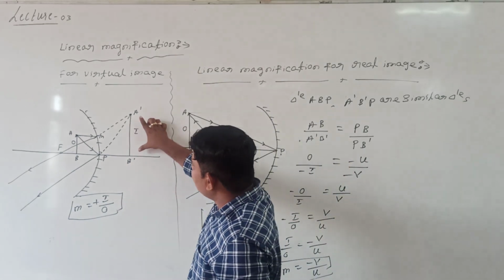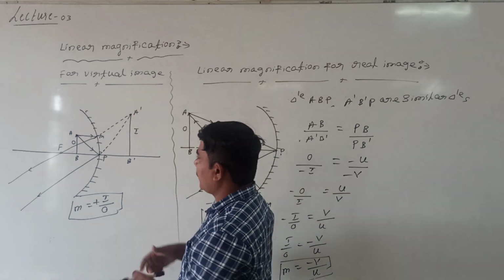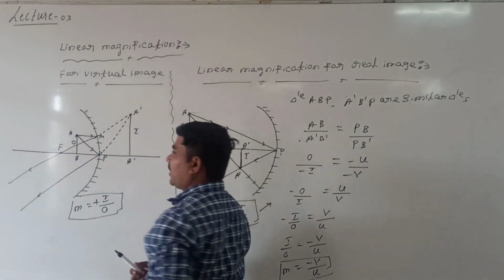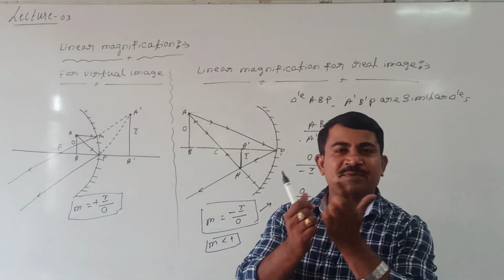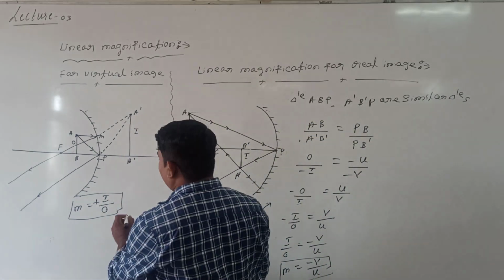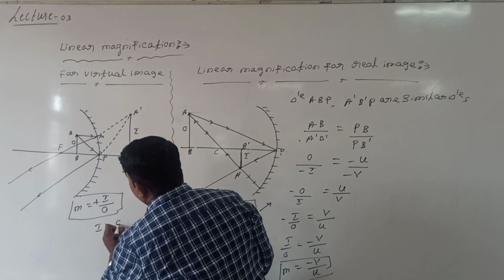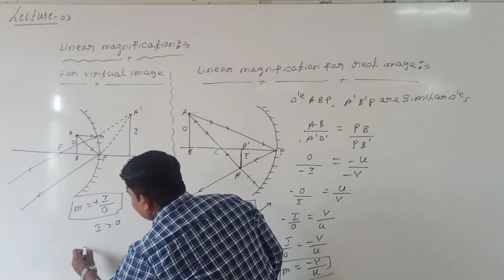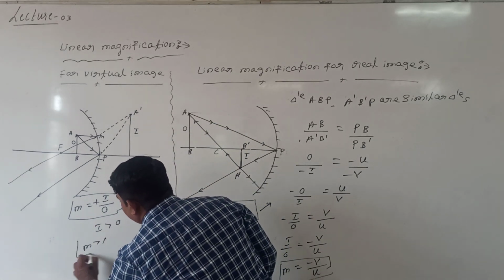Greater than 1 and positive. This image size is bigger and the size of the object is smaller. So the size of the image is greater than the size of the object, so this linear magnification is always greater than 1.